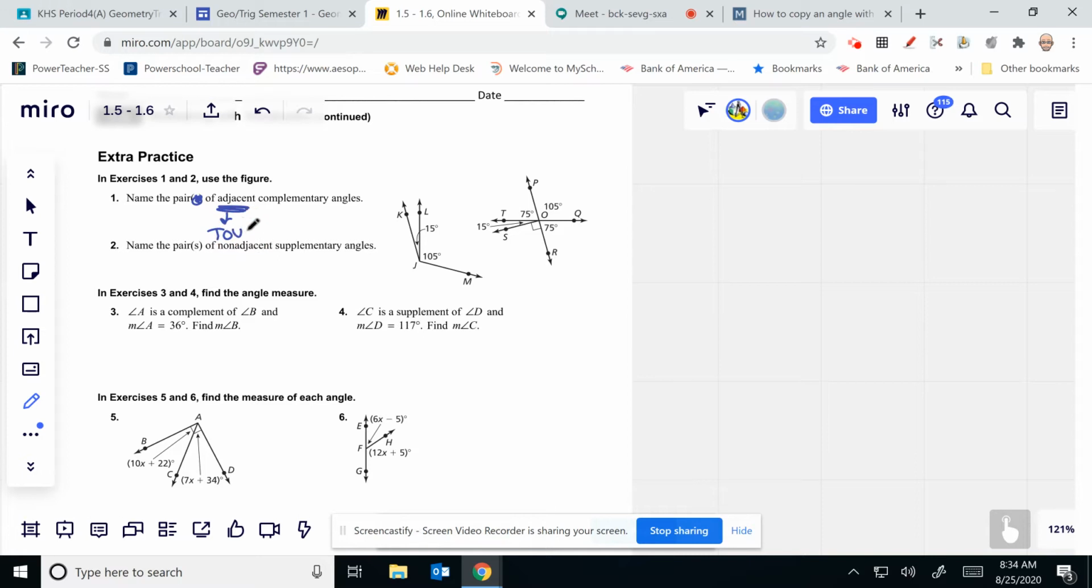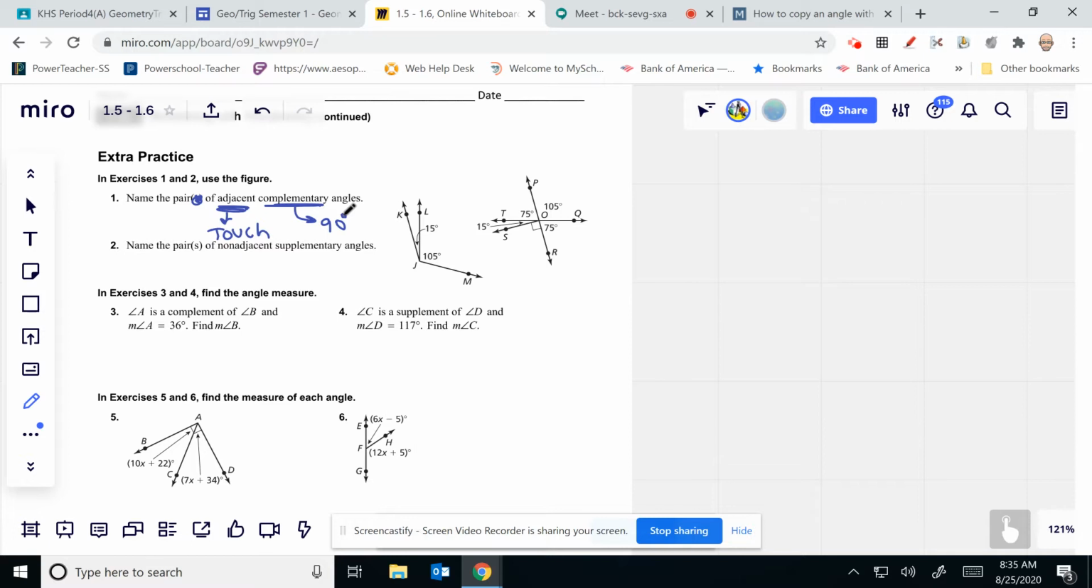So they're going to touch. They're going to have a side in common. And complementary means they're going to add up to 90. So I need two angles that touch and add up to 90. And there's only one pair that actually does that. If you look at those pictures, you probably see that one pair, hopefully.